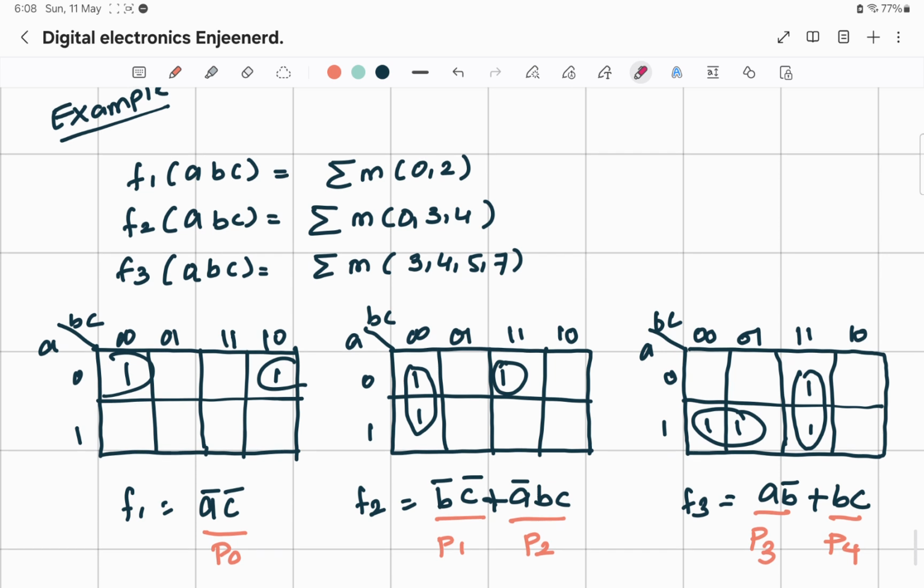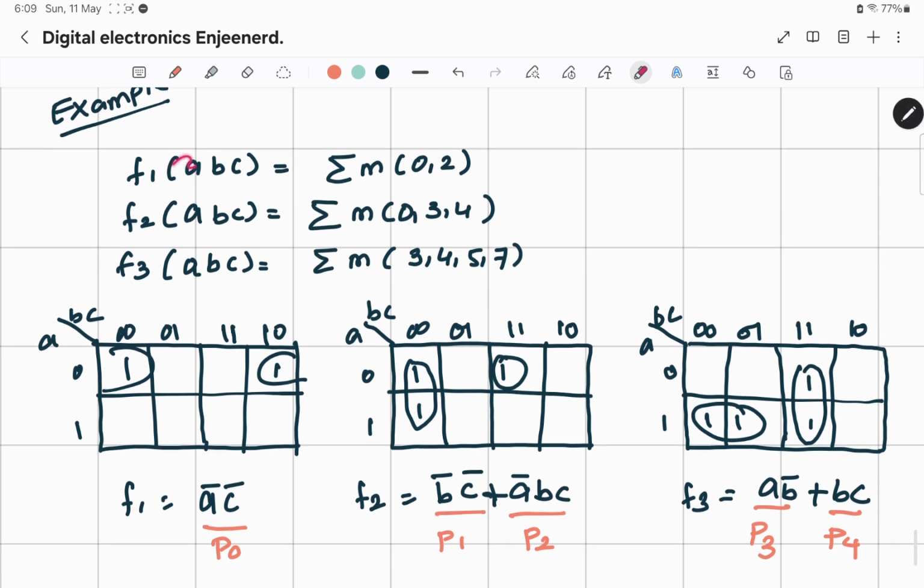So let us see an example on this. I have f1 as a function of 3 variables. So this is entirely 3 variables. f2 as another function, f3 as another function. The function is given in an SOP form. So I will use K-maps to solve this. I am not discussing this in detail because it is understood by now. I will use K-maps and eventually I will get a reduced equation.